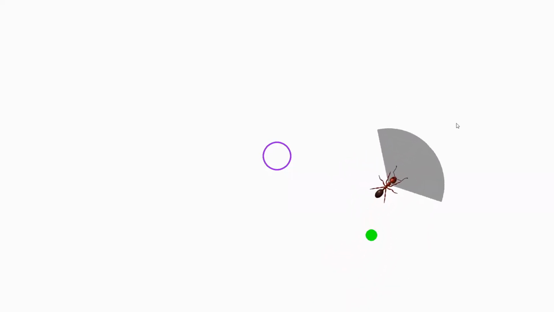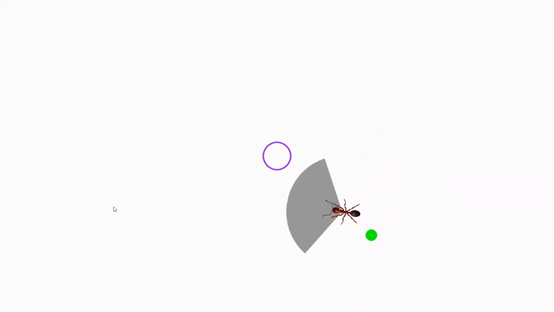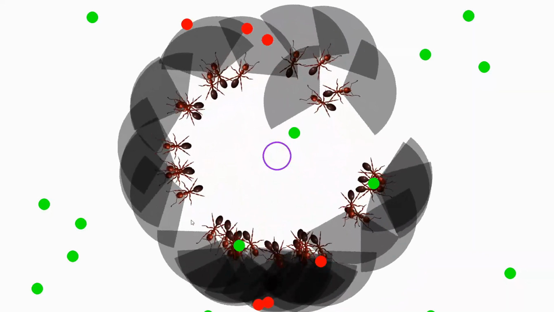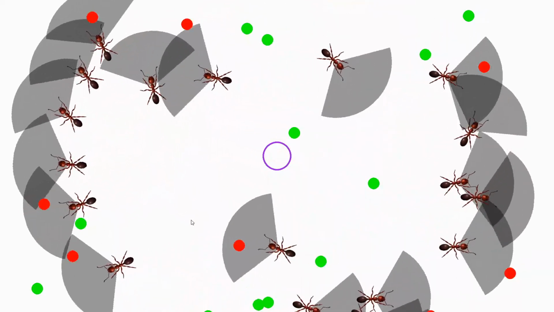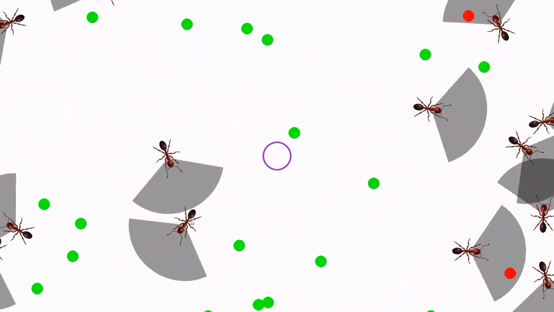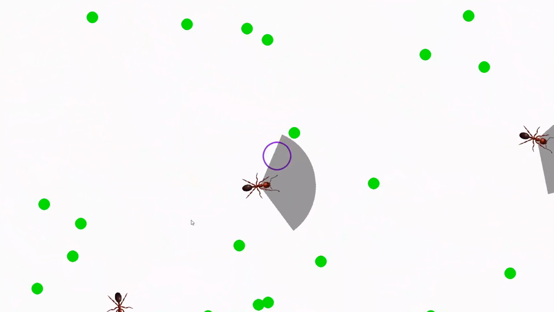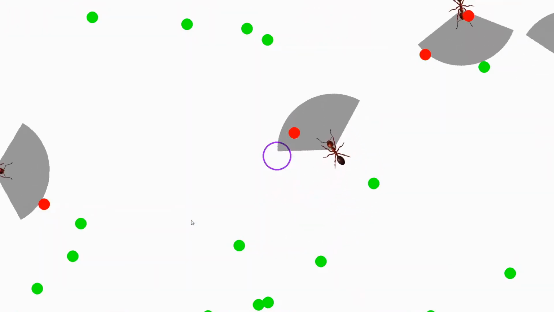So that's good. I have it following the mouse so I can test it out at a couple different angles, and it seems to work pretty good. Since it worked for one ant, let's see how it works for 30 ants and more food. All in all, I think this works pretty good. I don't see any cases where an ant is hitting the food and it's not registering. I don't see any cases where the food's lighting up with no ant around.